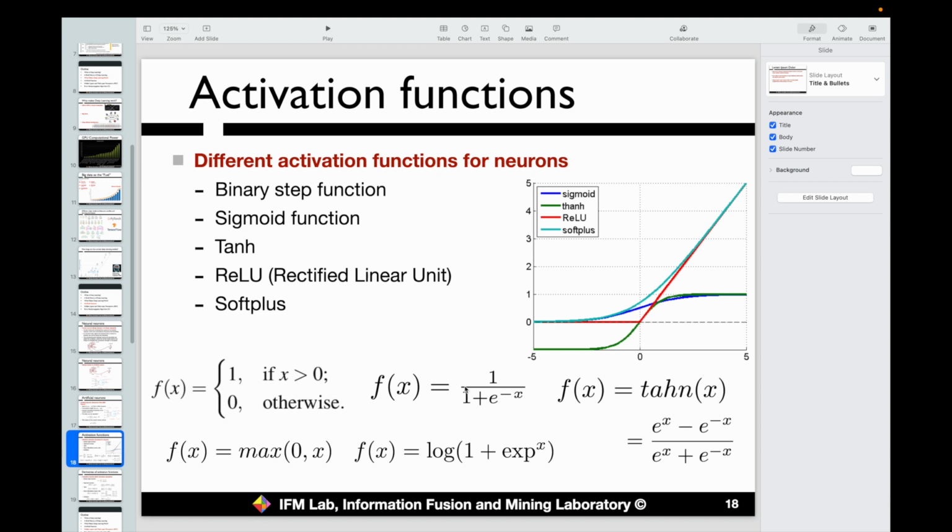Another function we can use is called the tangent function. We draw the curve of the tangent function on this plot as well, and we provide the equation of the tangent function in the formula here.